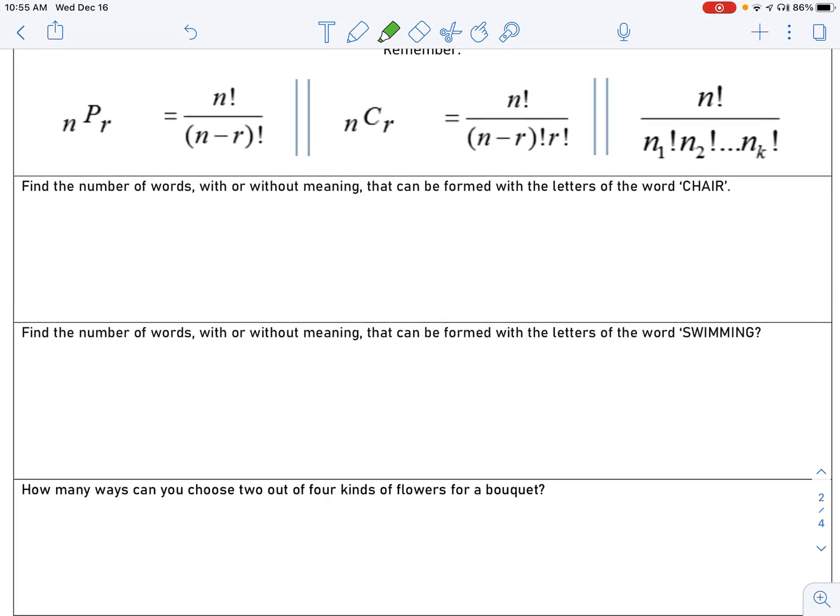So let's read number 1, or the first one. Find the number of words, with or without meaning, if they're real words or not, that can be formed with the letters of the word chair. So what I want you to notice about the word chair is that there's no repeats to worry about.